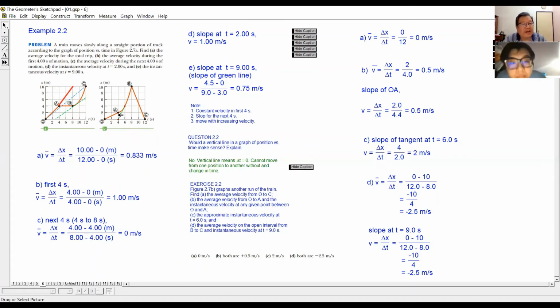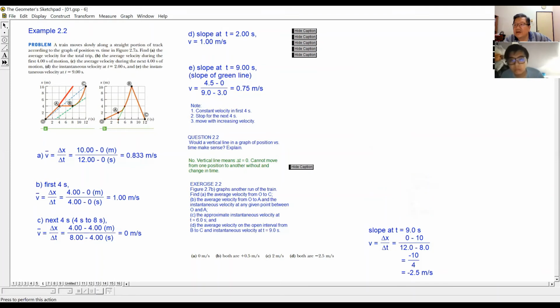Figure 2.7b, this one, exercise. Figure 2.7b graphs make another run of the train. Find A, the average velocity from O to C; B, the average velocity from O to A, and the instantaneous velocity at any given point between O and A; C, the approximate instantaneous velocity at t equals 6; and D, the average velocity on the open interval from B to C. So what they want us to find is velocity. Okay, let's hide all this first.